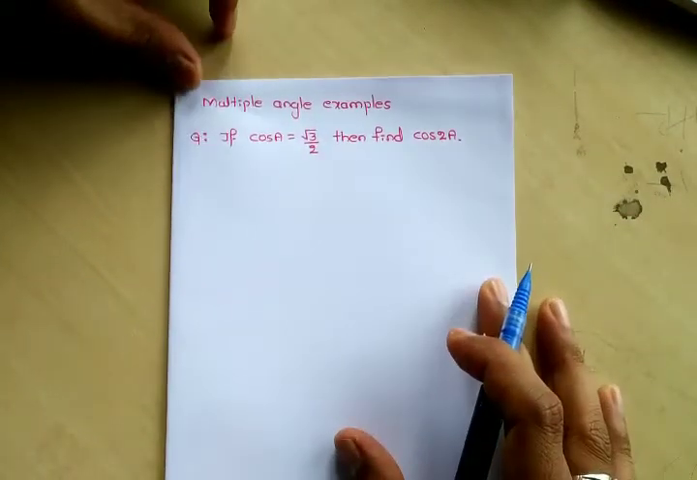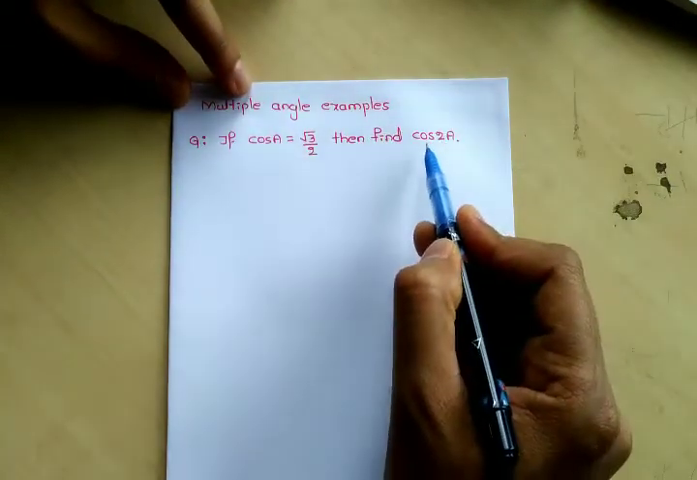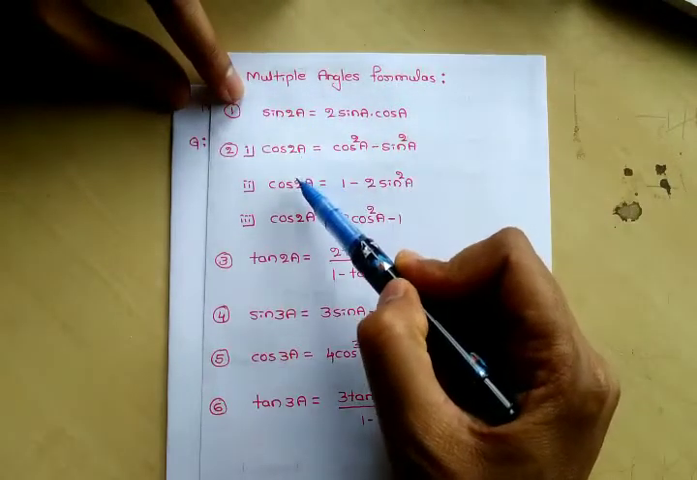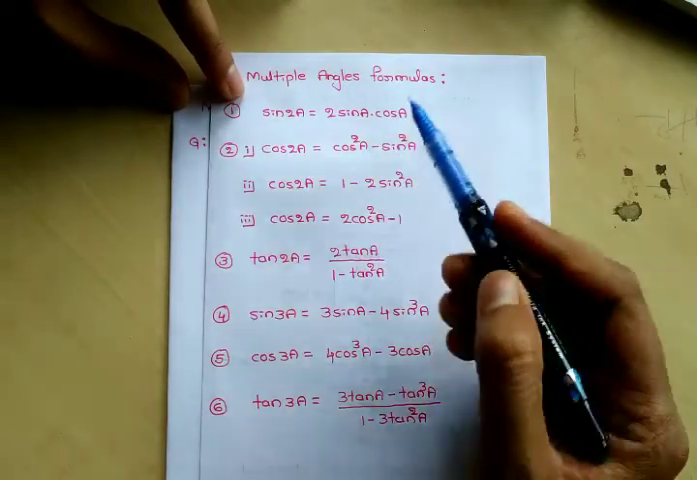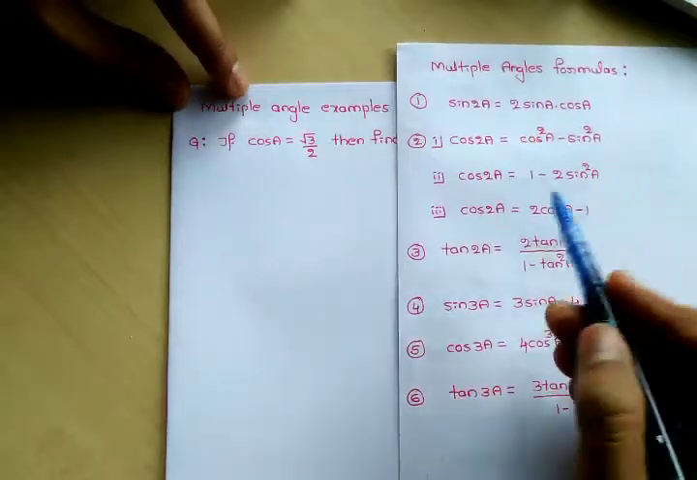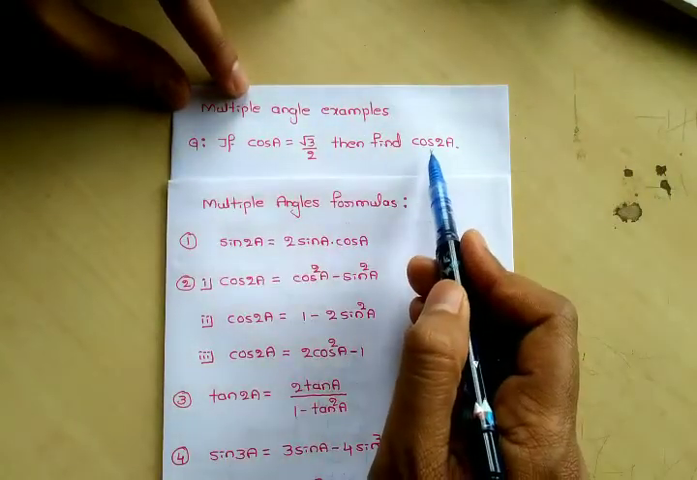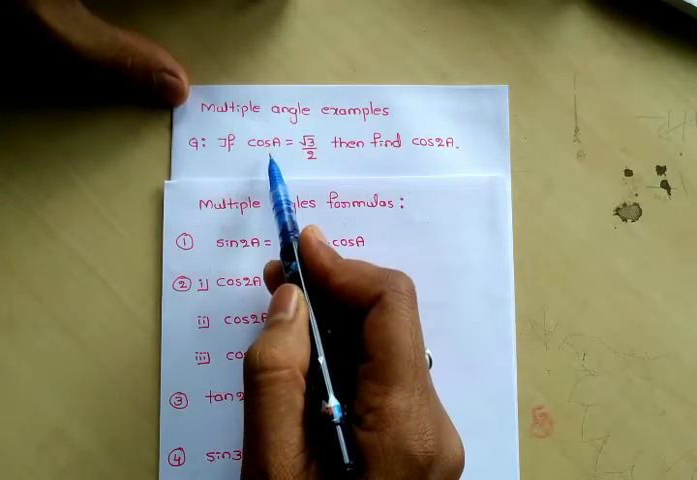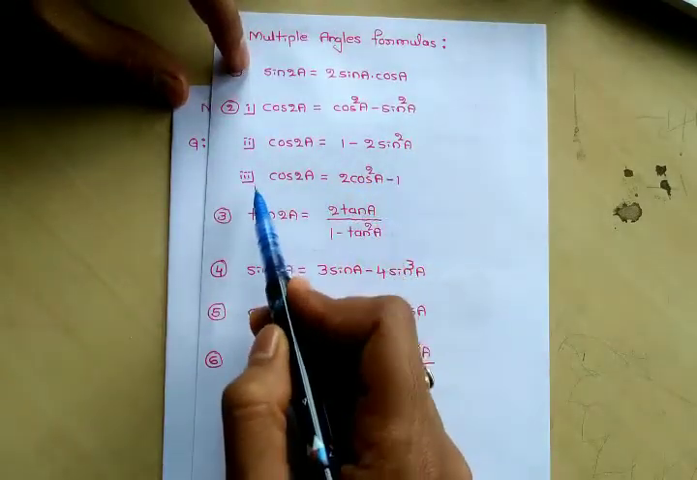Here the cos a value is given, but you need to find cos 2a. There are three cos 2a formulas, correct? So we need to apply the third one only. Why? Because if you want to find cos 2a, one value is already given, the cos a value. Therefore you need to apply the third formula only.